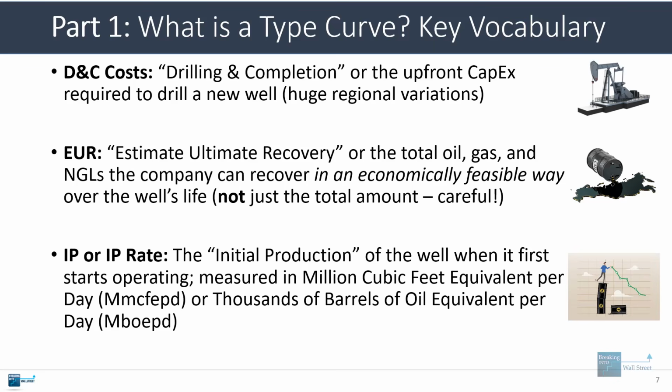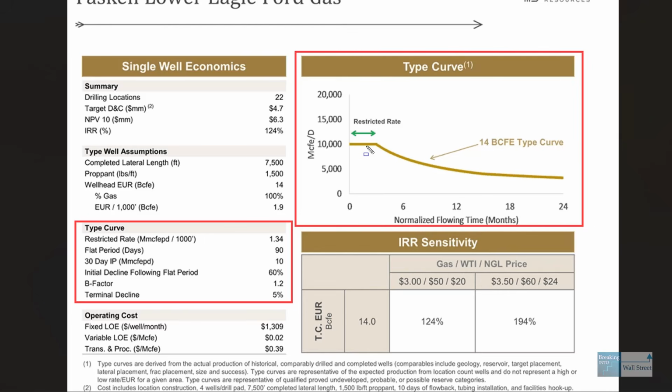The IP or IP rate is the initial production of the well when it first starts operating. This is typically measured in million cubic feet equivalent per day, or sometimes 1,000 cubic feet equivalent per day. It could also be measured in thousands of barrels of oil equivalent per day for oil dominant companies. If you look at the Silverbow Resources slide, the restricted rate right here is effectively the IP rate. They're listing it on a 30-day IP rate basis, although clearly this one extends to more like 90 days if you look at the actual graph.